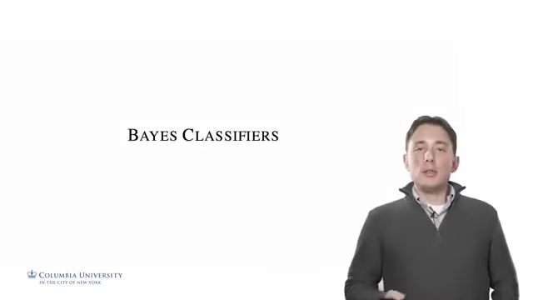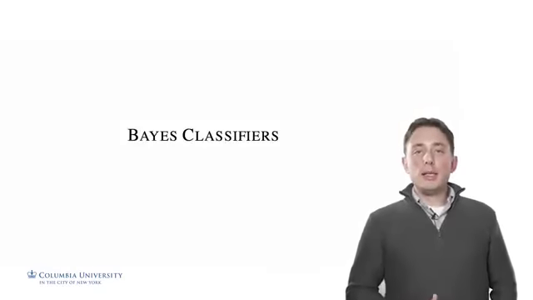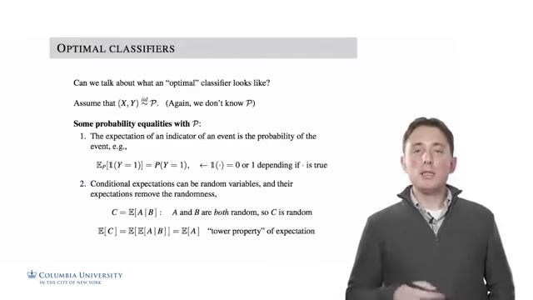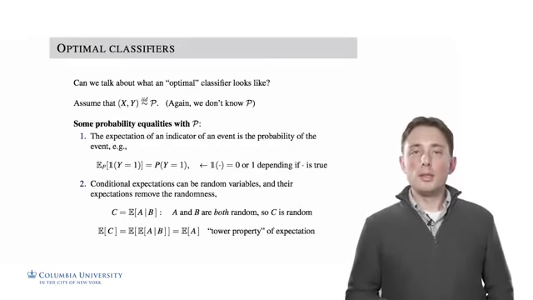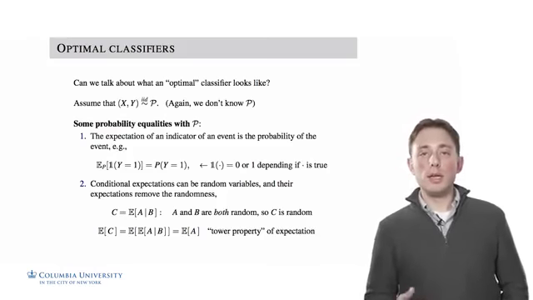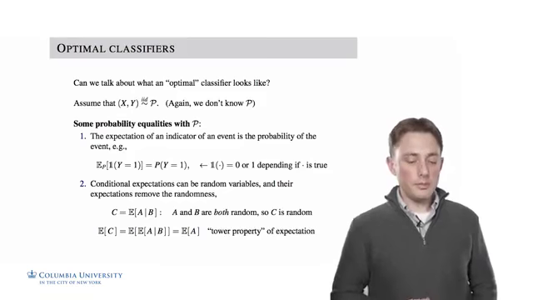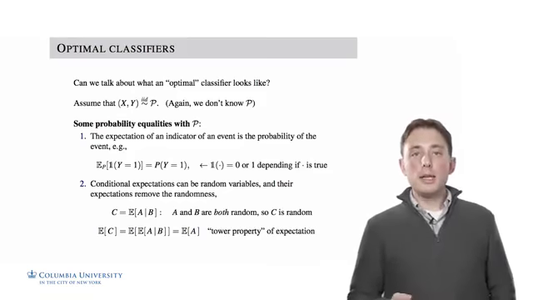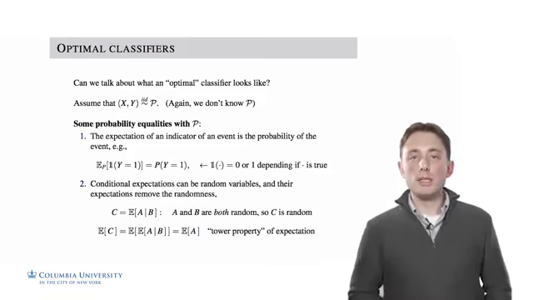Okay, so now let's use this assumption, this IID assumption, to motivate something called the Bayes classifier. Is it possible to talk about what an optimal classifier would look like using this assumption of our data coming to us IID from nature? The answer is yes, and it's going to motivate something called the Bayes classifier.